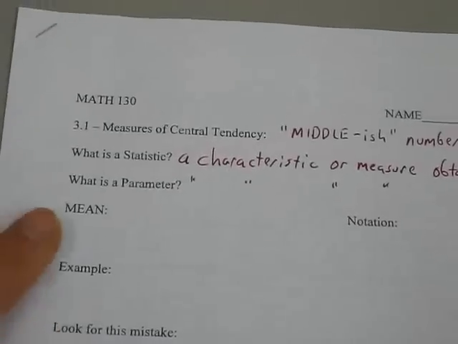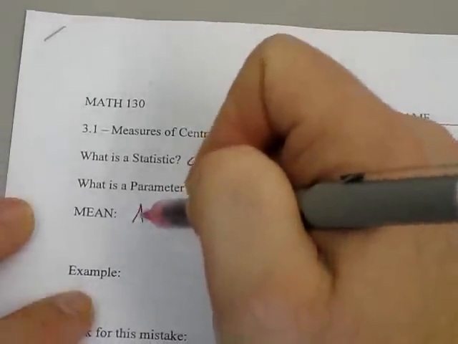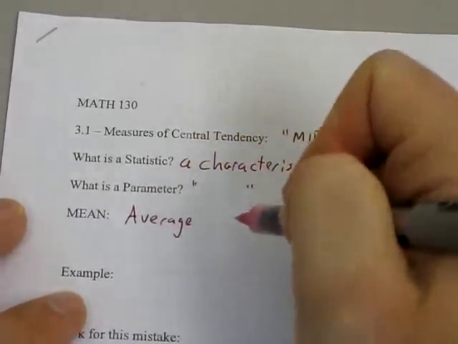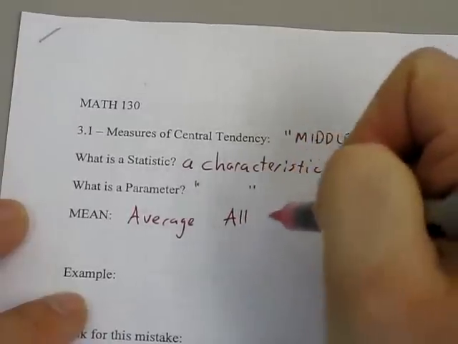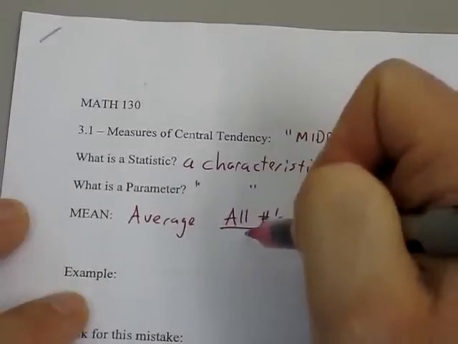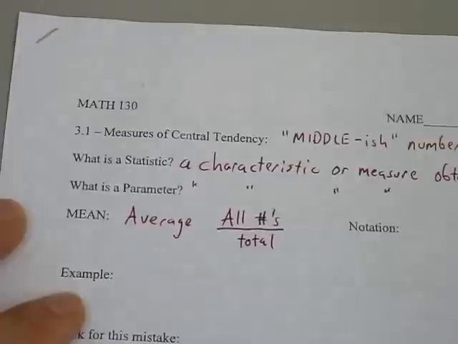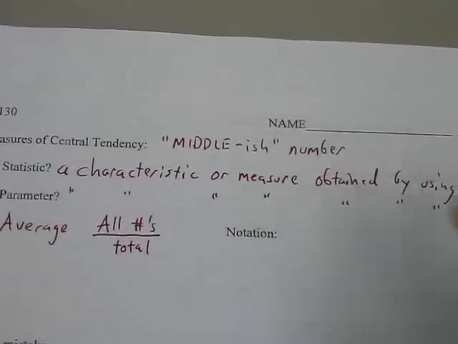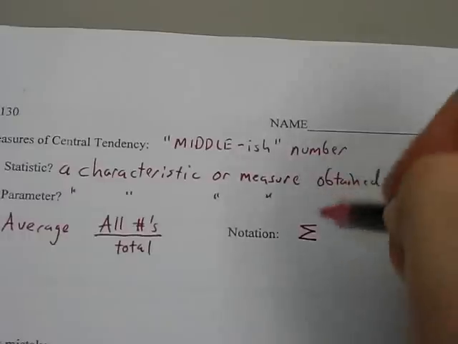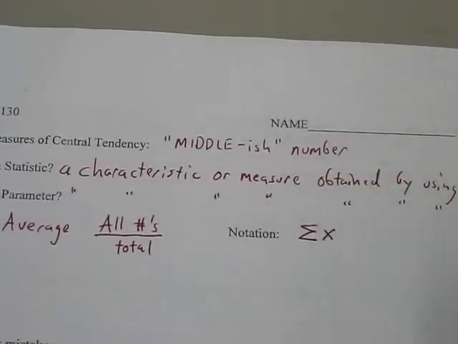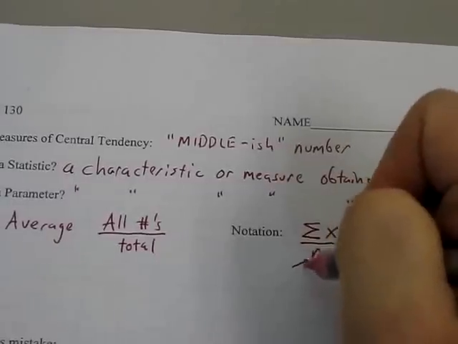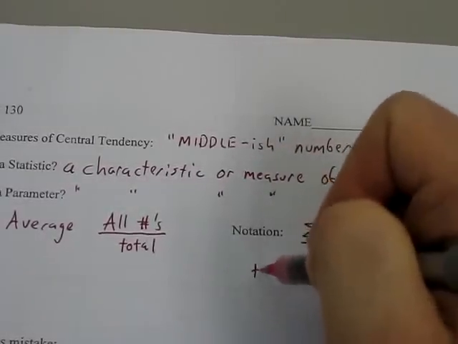For example, we have mean, which is an average. And the average is made when you take all of the numbers, add them up, and then divide by the total. And there's a lot of notation to go along with this. For example, you can use the Greek symbol sigma to mean to add up all the numbers in your list and then divide by the total, or the count, as designated by the letter N.